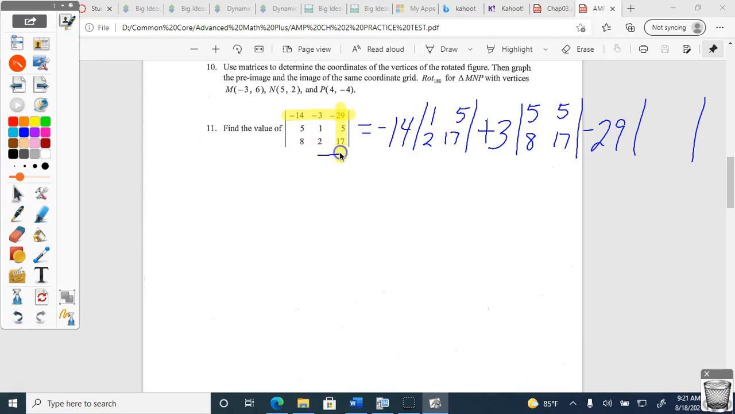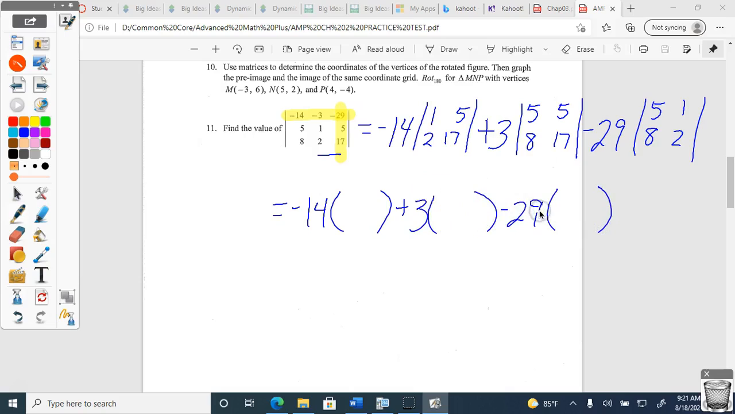Goodness. There we go. Same thing for the last column. You're left with 5, 1, 8, and 2. So we'll have negative 14 times something plus 3 times something minus 29 times something. Let's figure out what the somethings are.